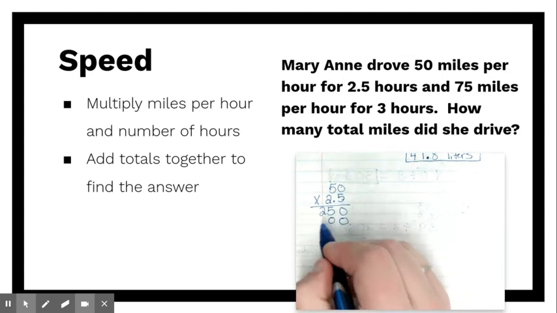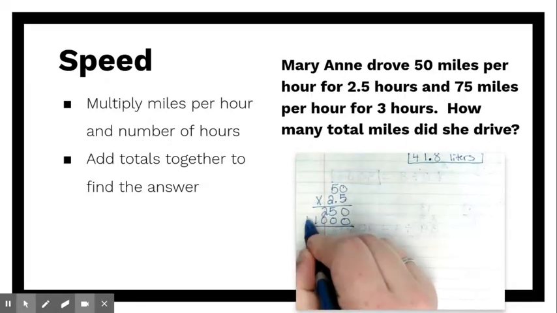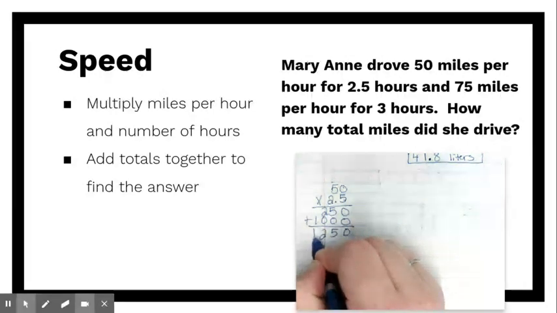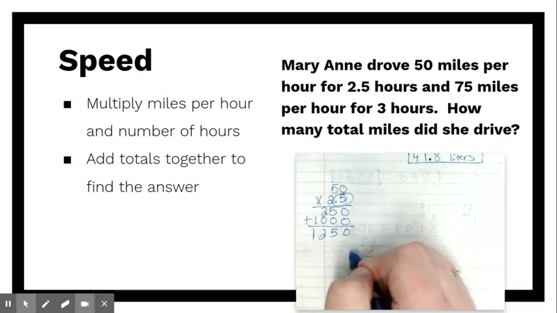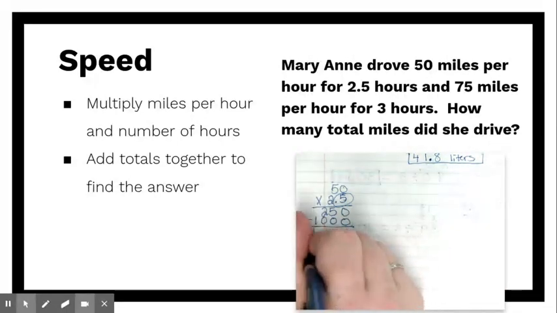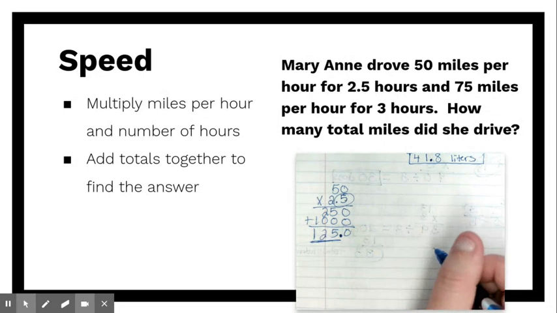2 times 5 is 10. Then add 0, 5, 2, 1. One number behind the decimal, so there's that. So this one was 125 miles, okay? So we're going to keep that in mind, okay?